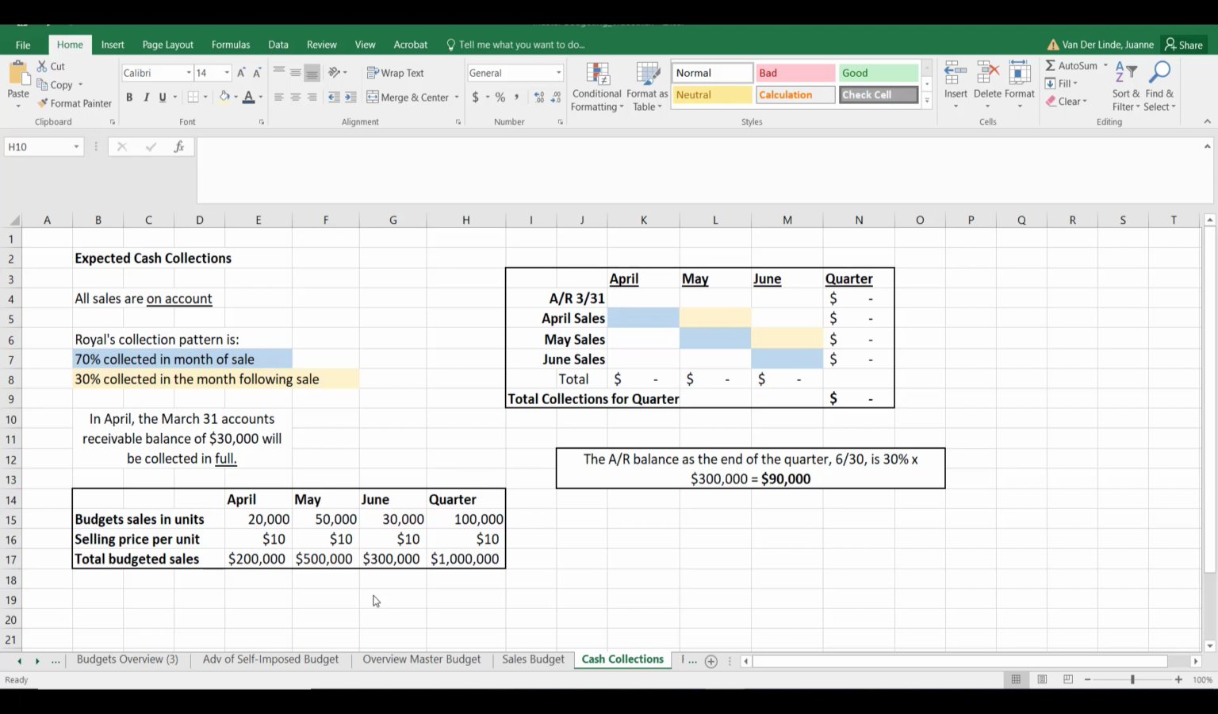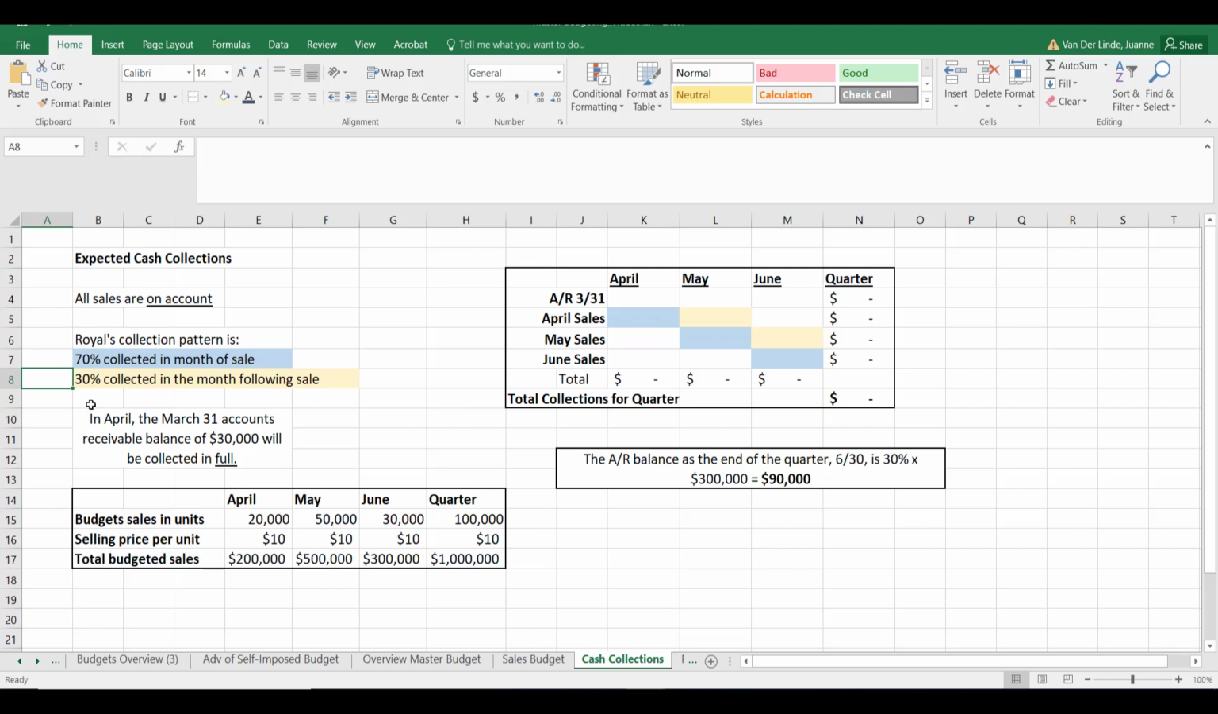Now that we've prepared the sales budget, we are going to determine the expected cash collections for Royal Company. So we first have to look at some assumptions. The first assumption is that all sales are on account. And Royal's collection pattern is that 70% of their sales on account are collected in the month of sale, and then 30% are collected in the month following sale.